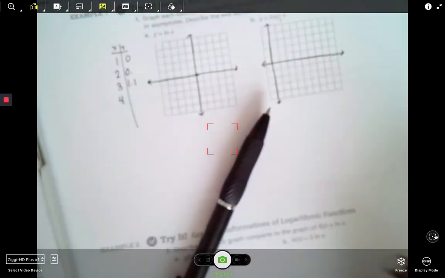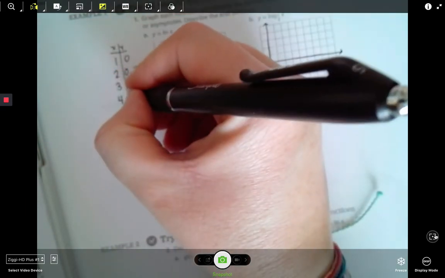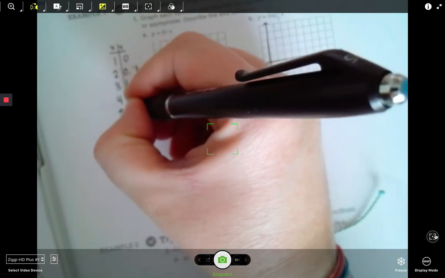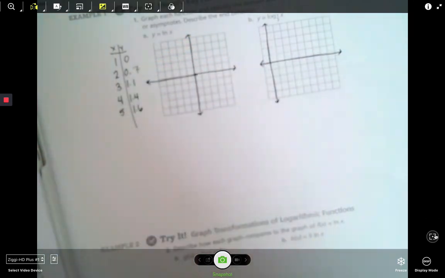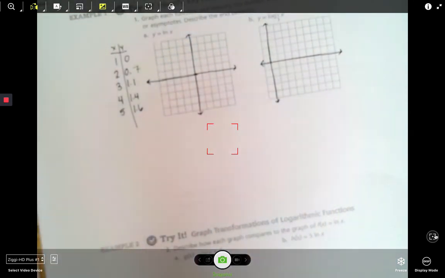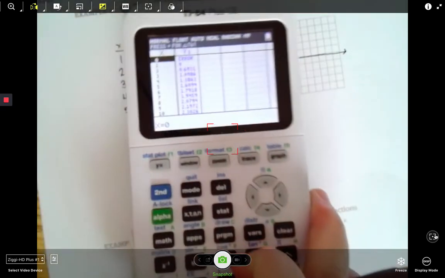Round to the tenth. 1.1, 1.4, 1.6. That's fine. I just did it to save myself a little room. I'm sure you got the same numbers that I did.